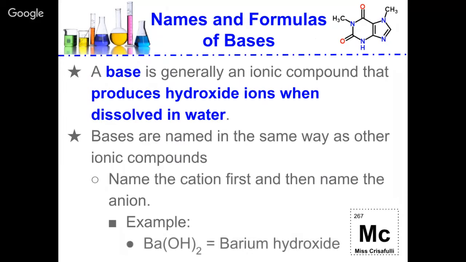So this is going to be barium hydroxide. Ba has a 2+ charge, OH-, and you need 2 of those when you crisscross your charges, so that is barium hydroxide.